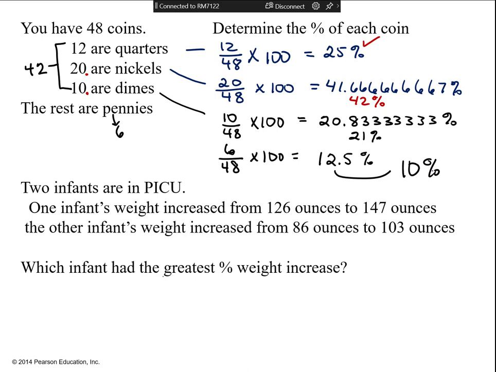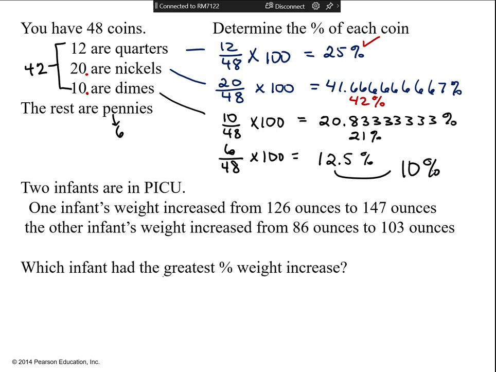If I add up those numbers, 25 plus 42 plus 21 plus 10, what do you get? So if I add up my percentages, they should be 100, right? Because those are all the pennies, quarters, dimes, nickels. Those are all the coins. But what do you get? 98. So did everybody get 98?